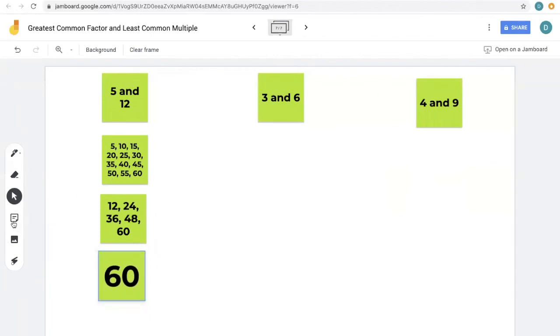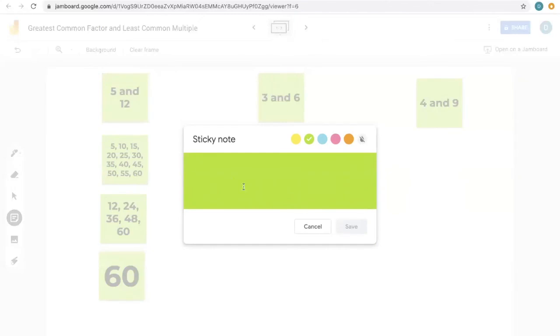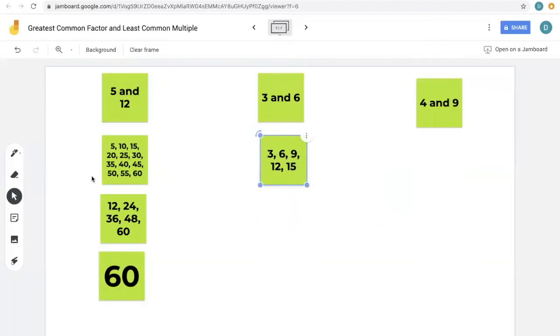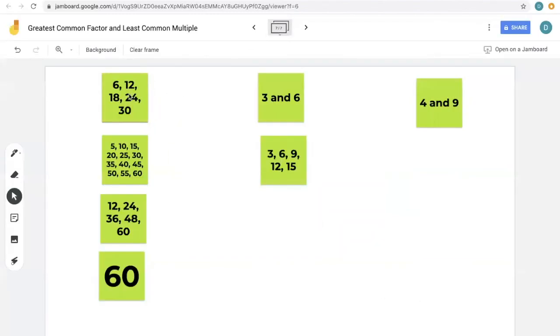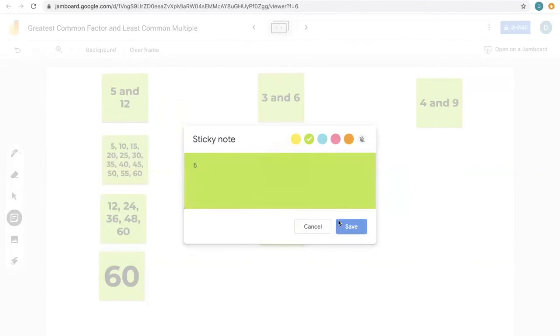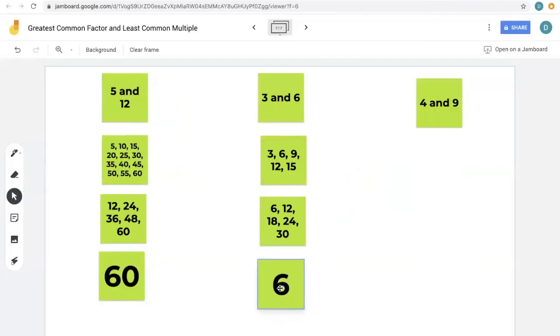3 and 6. Let's see what else we have. So 3 we know is 3, 6, 9, 12, 15. We'll start there. And 6 we know is 6, 12, 18, 24, and 30. Let's see, 3, no, 6. Hey, there it is, right at the beginning. So that's kind of nice. 6 is our least common multiple of 3 and 6.